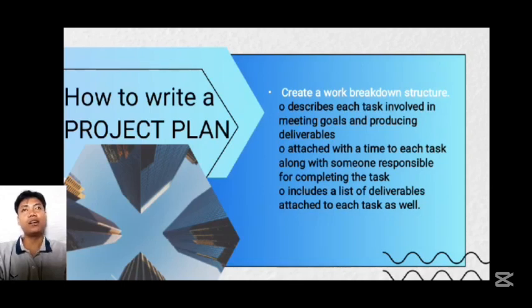The key components: first is the task ID, the unique task identifier. The second one is the task name, the brief task description. The third one is time estimate, the task duration. The next is the responsible person, the task owner. Next is the deliverable. When you say deliverables, it is the expected task outputs.